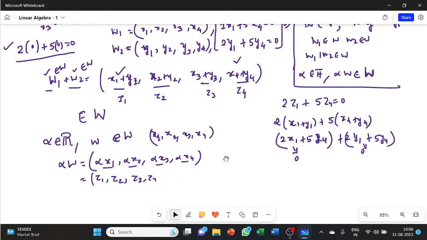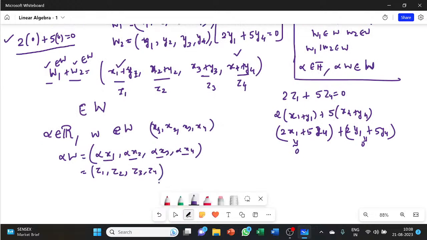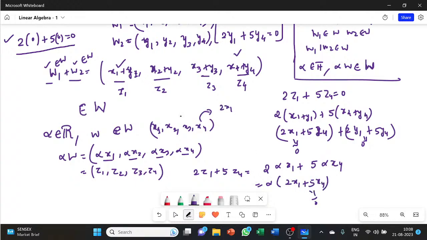Okay, and just see whether 2z1 plus 5z4 gives you a 0. Indeed it gives us, because this is 2 times alpha x1 plus 5 times alpha x4. Take alpha common, you will get 2x1 plus 5x4. Indeed this is 0. So if an element belongs to W, then 2x1 plus 5x4 should be 0. So here it is also alpha into 0, which is 0. So clearly this alpha w also belongs to W. So it qualifies the statement 1.